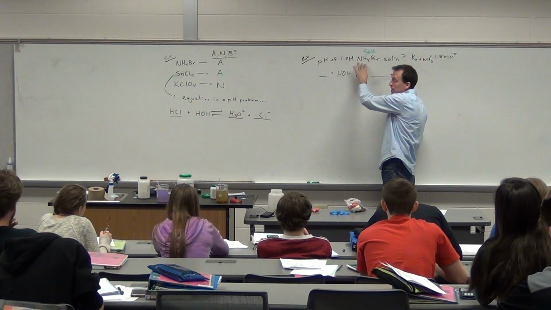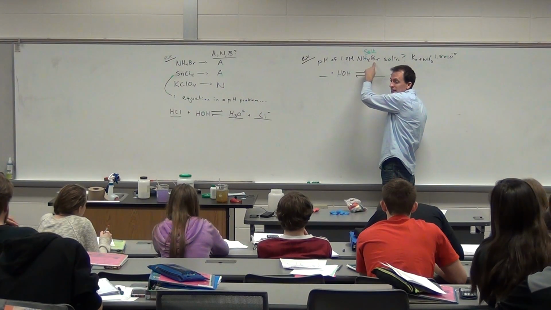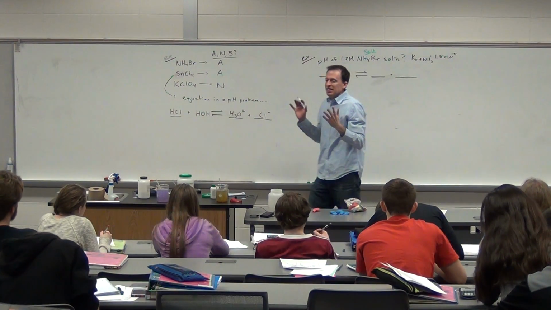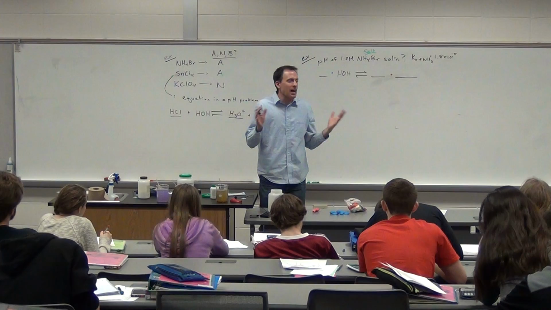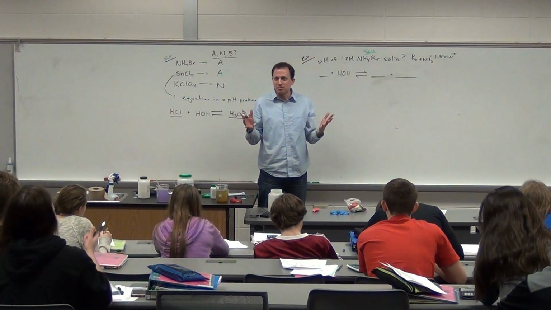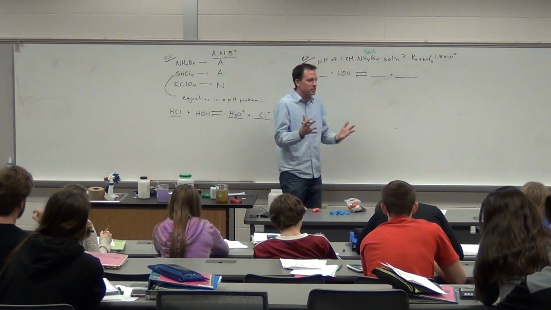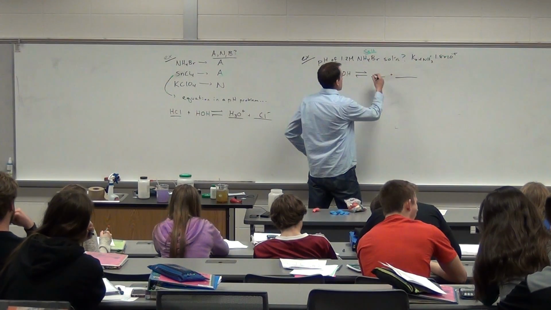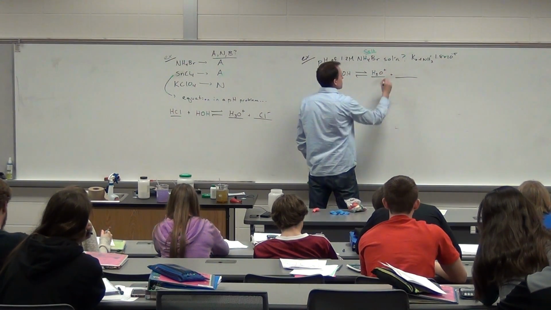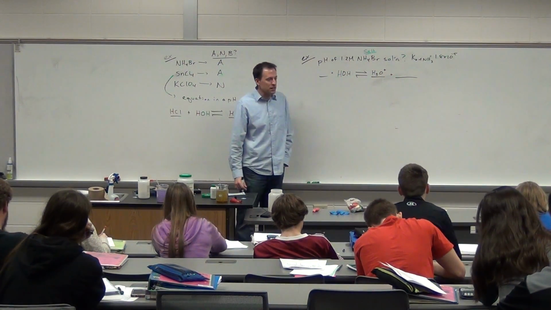NH4OH is a weak base. HBr is a strong acid. And if you're wondering how I always know it's a weak base, the reason is because they're not strong. I know that's really weird, but there are fewer strongs than weaks. So if I recognize it's not a strong one, it has to be a weak. So the minute I do this, then I can figure out what happens.